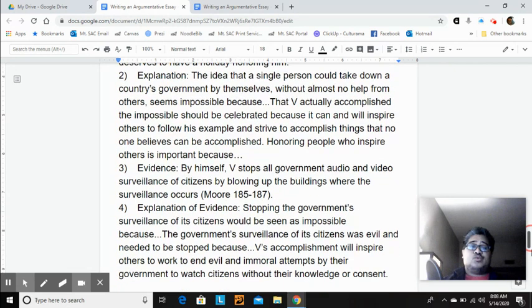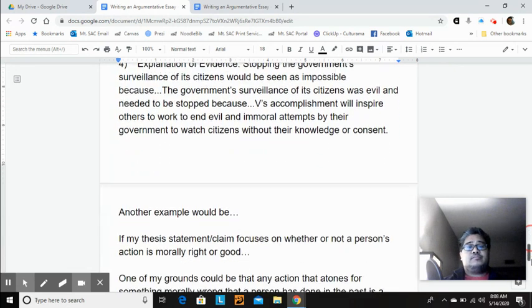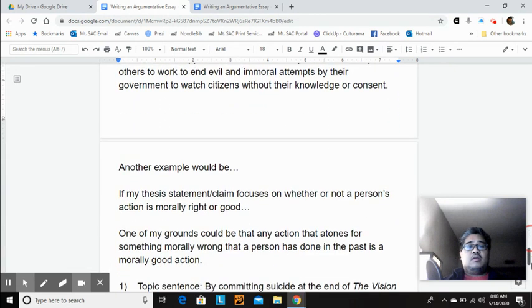For my English 1C students, if my thesis statement or claim focuses on whether or not a person's action is morally right or good, one of my grounds could be that any action that atones for something morally wrong that a person has done in the past is a morally good action. To atone for something means that you apologize and strive to make up for the wrong that you've done in the past.